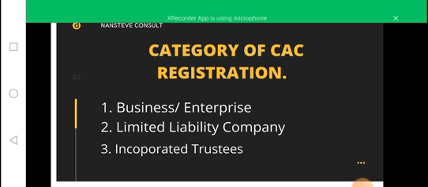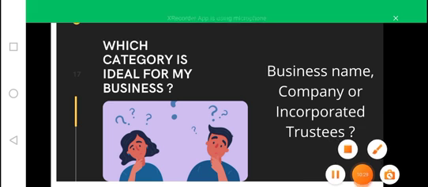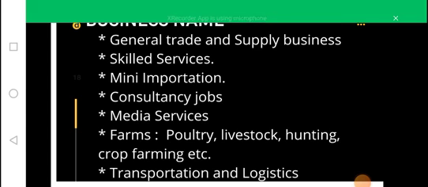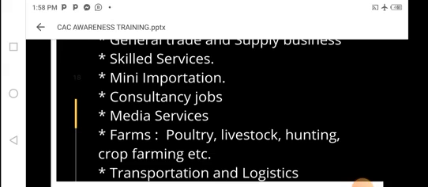So you will now be asking, in this category, where is my own? Which category is ideal for my own business? I may not know your business, but I've tried to categorize so many businesses that can fall under each CAC category. So look at business name, let's see what we have here for business name.